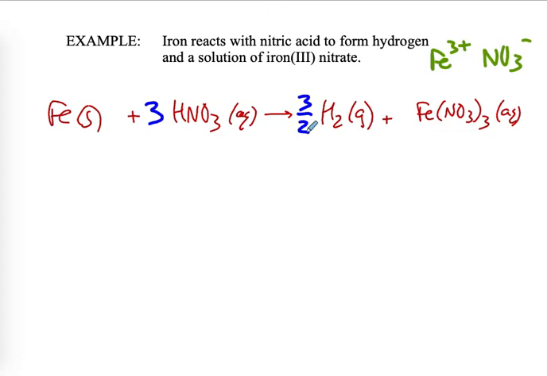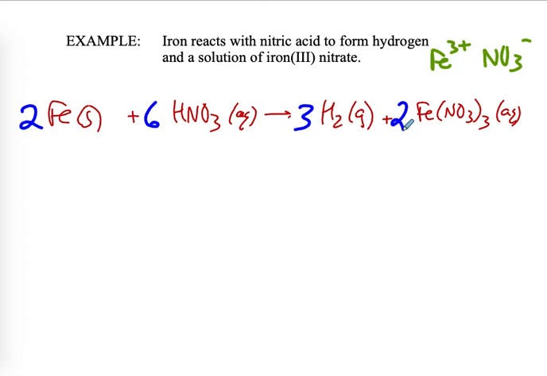And to make my life easier, I'm simply going to erase what I've written here and replace them with the coefficients multiplied by 2. So iron takes a coefficient of 2. Nitric acid becomes 6. Hydrogen becomes 3. And iron 3 nitrate becomes 2. So there is my balanced equation.